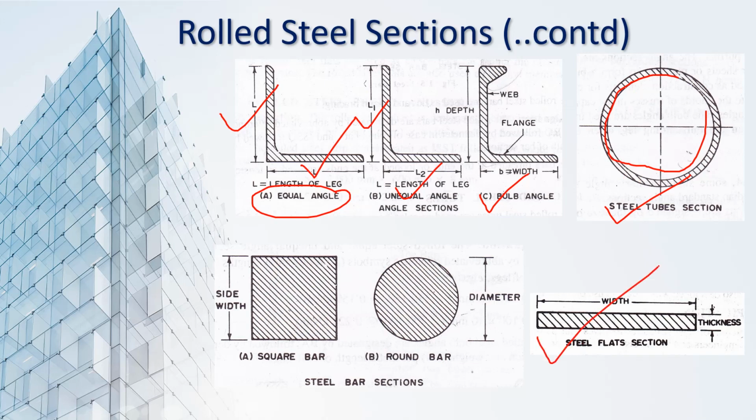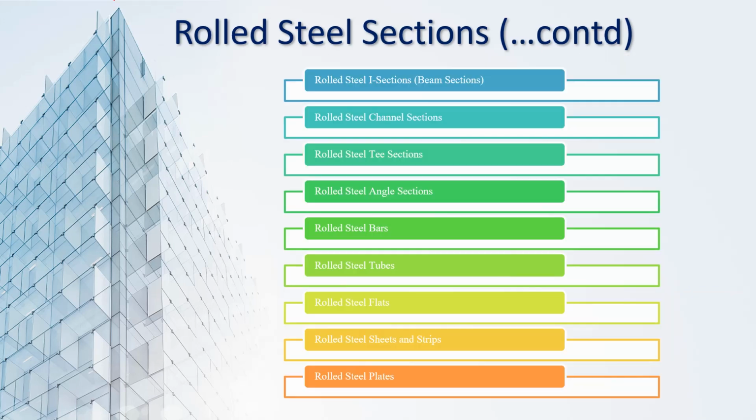Similarly, we may have steel flats. You may notice that we use these steel flats a lot when making steel staircases. Then we also have solid square bar and round bar sections. So these are some of our rolled steel sections. These are the examples of different types of rolled steel sections. I have listed the names here: I section, channel, T section, angle, steel bar, steel tubes, steel flats, steel sheets and strips, and steel plates. These are some of our rolled steel sections, and all of these are standard sections.